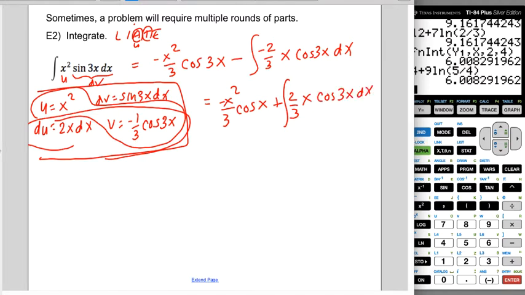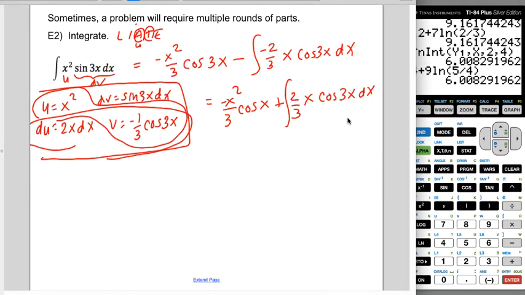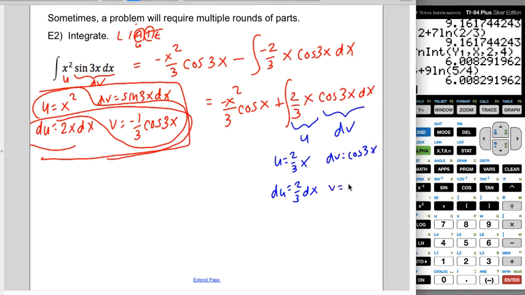So the issue is that this thing is also still parts, because this is a product. I have an x times a cosine of 3x. It's not going to help me to make either 3x or 2/3 x into a u. So I'm going to have another round of parts. So I have a new u, and I have a new dv. When I do my new round of parts, my u is 2/3 x. My du is 2/3 dx. My dv is cosine of 3x dx, which means that when I integrate, I'm going to have that 1/3 again, and it's going to be a sine of 3x.